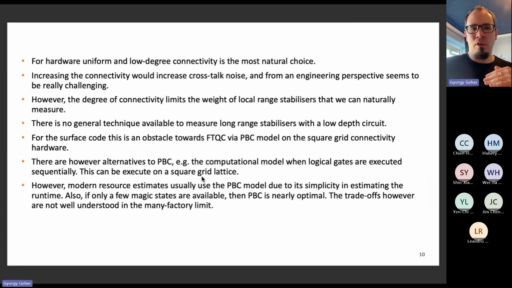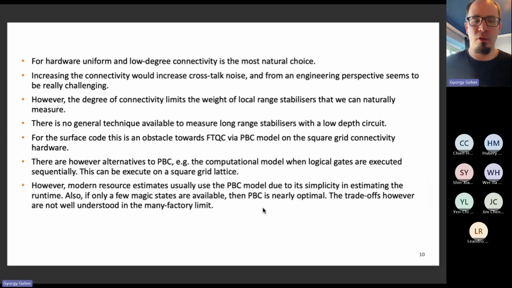It seems that if we have fewer magic states, then probably PBC is better. And this is what most costing papers take into account, because it gives a very simple estimation of the time it takes to execute the algorithm. But if we do the other computational model, then the S gates, Hadamard gates, CNOT gates, and the T gates can all be executed on the square grid connectivity hardware, but potentially could take longer to do it.